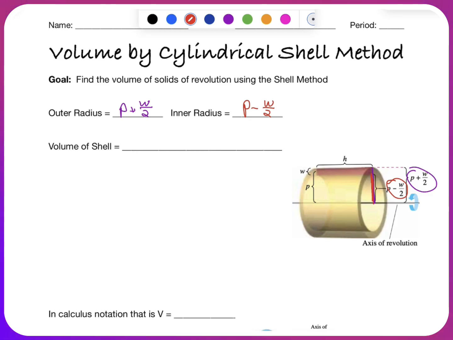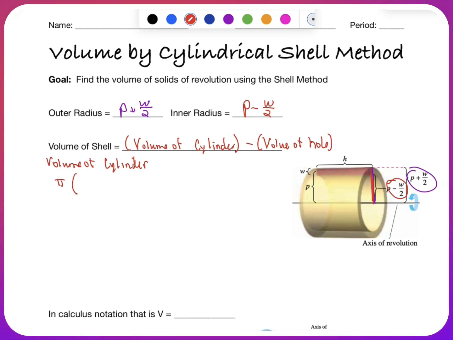Now, to find the volume of a shell, think of this as if it was a cylinder. If there's a cylinder, we'd take the volume of the outside cylinder minus the volume of the inside cylinder, or the volume of the hole. So our formula to find the volume of a single shell would be the volume of the cylinder minus the volume of the hole. We're going to do some little algebra so we only have to do this once, and then you can just simplify it down, because it does simplify pretty neatly. But I want to show you how this formula comes about.